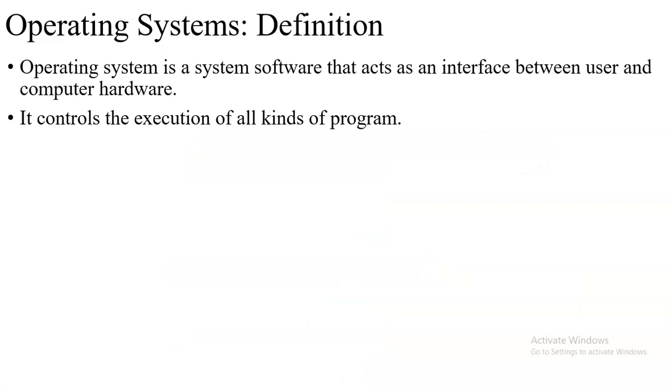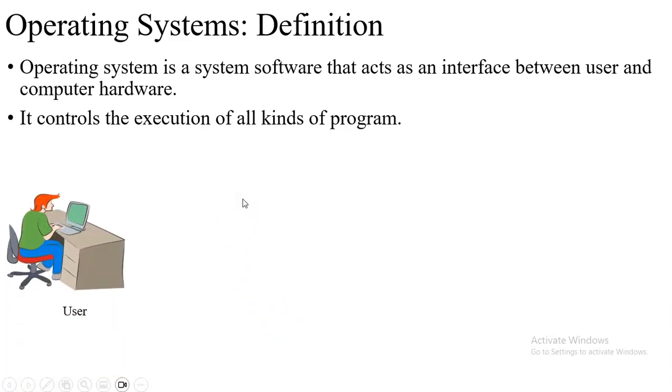So let us look into the definition of operating systems. An operating system is nothing but a system software that acts as an interface between the user and the computer hardware. An interface is nothing but a bridge, or we can say an intermediary between the user and the computer hardware, and it controls the execution of all kinds of programs.